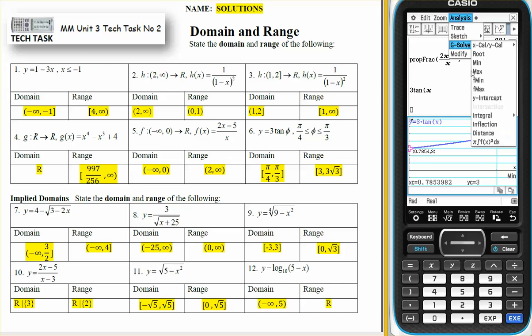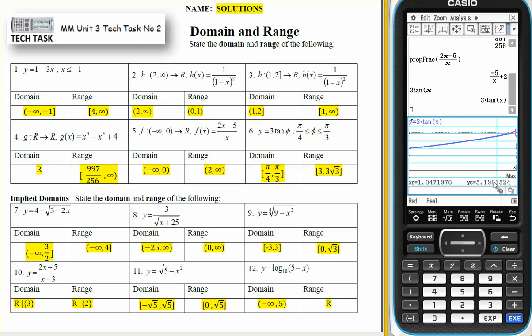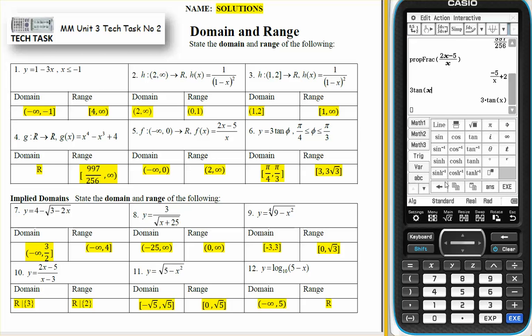And Analysis, G-Solve, F Max. Damn, it's in decimal, so that's no good. So what I need to do is go back up to my keyboard, I close the bracket, then I put given. I want the endpoint on the right, so I want pi on 3. And I want 3 tan of x given x equals pi on 3, and I get an answer of 3 root 3. So I go from 3 to 3 root 3. I'm going to continue the rest of these in the next video.